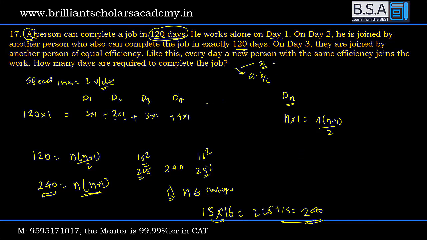So by the end of the 15th day, the work is done. How many workers will be there on that day? There will be 15 workers on that day. When you come across n square, or n into n plus 1, n into n plus 2, you consider that to be very close to a square. Always check for squares.